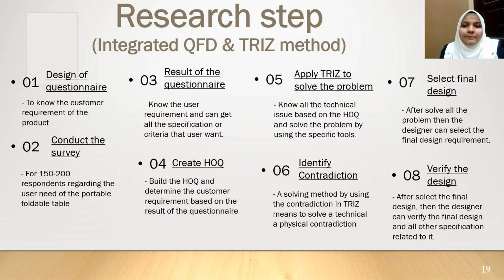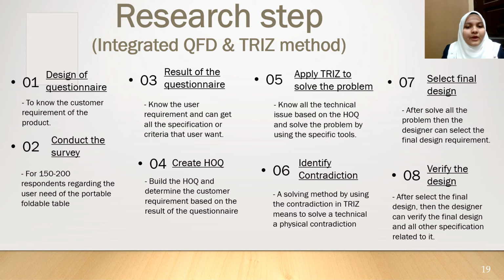These are the research steps of the integrated QFD and TRIZ method. The first one is the design of the questionnaire, which is to know the customer requirements of the product. The second one is to conduct the survey. In this survey, I conducted about 150 to 200 respondents. And the third one is the result of the questionnaire, to know the user requirements and get all the specifications or criteria that users want.